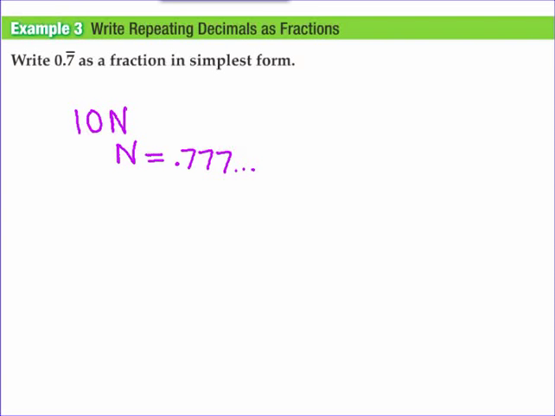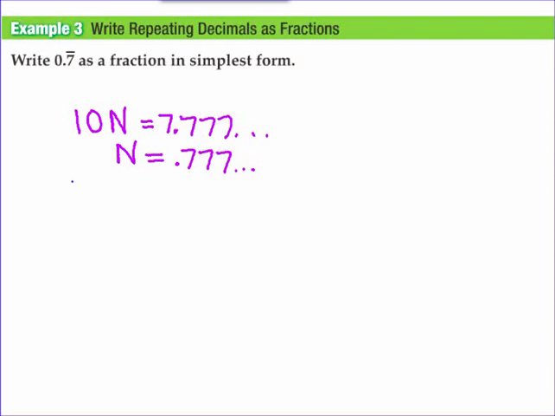Notice I also put it above this. If this is n, 10n would be 10 times this, right? That's what 10 times n means. If I take 10 times 0.7777, what do I get? 7.77. So really what I do with the 10 is I just move the decimal over. So that's the very first step: let n equal the number, count how many digits repeat, that means how many zeros you have, and place that up above.